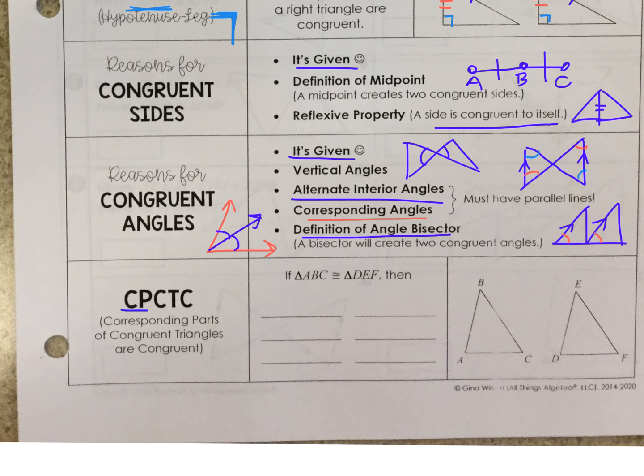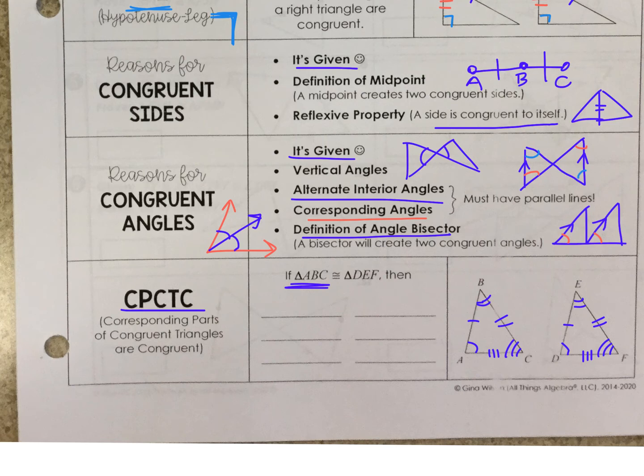So corresponding parts of congruent triangles are congruent. So this tells me that ABC, so I'm going to put an A, B, C, is congruent to D, E, F. I just looked at those words and it told me that. I'm going to go ahead and mark AB and DE, BC and EF, and AC and DF. All right, I have everything marked up into parts.